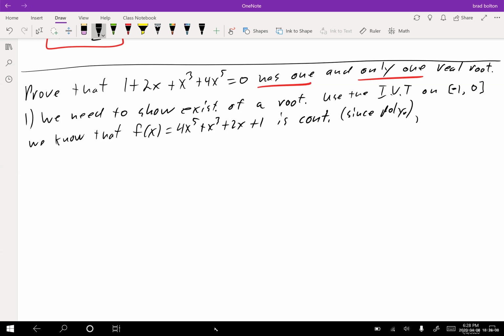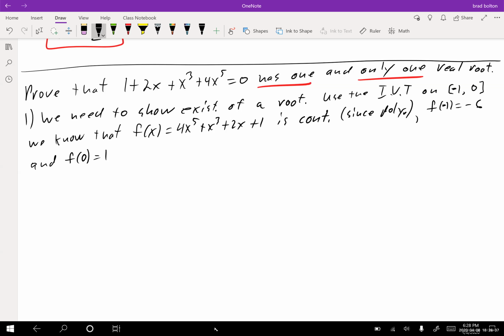And another fact is we know that f of -1, if we plug -1 in, let's see, we should get -6. And if we plug in f of 0, that's the easy one. That's going to be 1. So we know that we're getting two different values, okay? We're getting a positive value and we're getting a negative value.